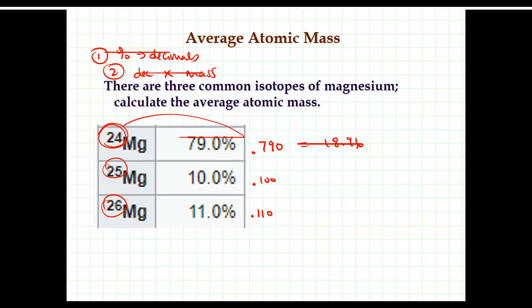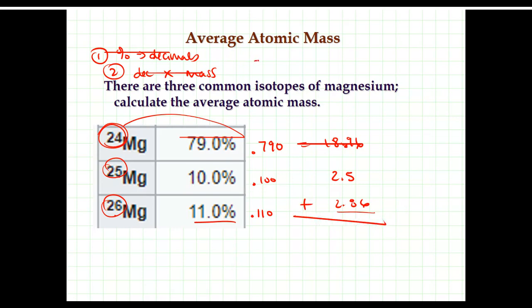25 times 0.100 is 2.5. My drawing tablet is acting all kinds of funky with those weird extra lines. Sorry about that. And then 26 for that last isotope, 26 times 0.110 is going to give us 2.86.